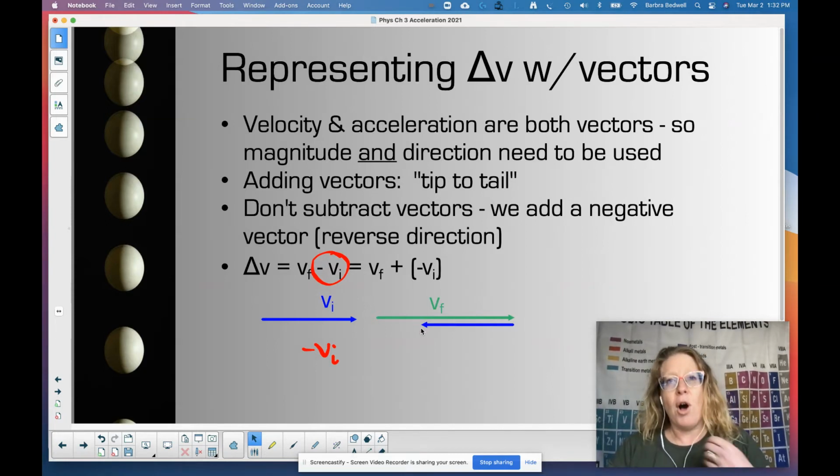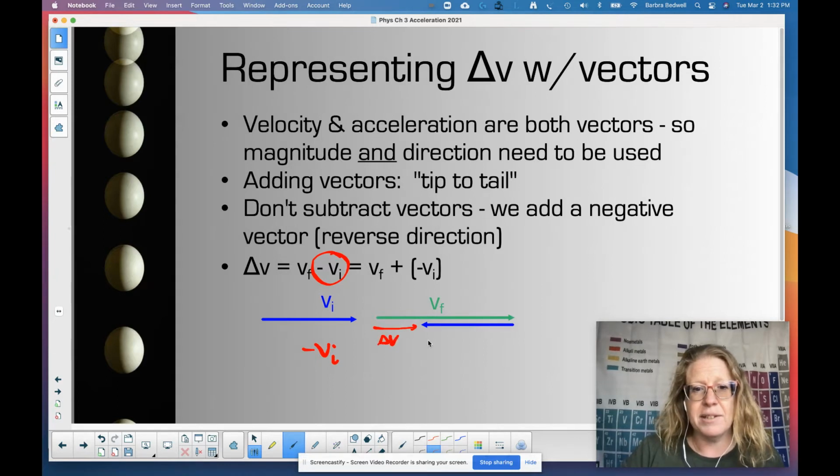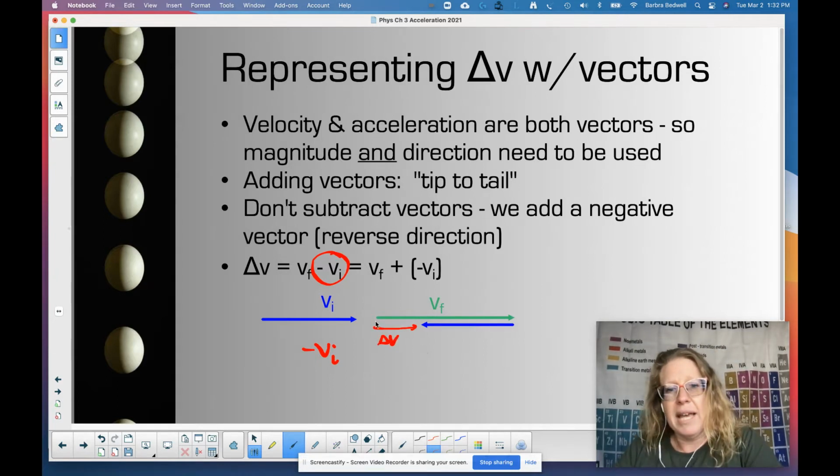So now we can see what our VF is. Our VF always goes from the start of the first one to the end of the second one, from here to here. So this would mean that our VF plus negative VI, this would be delta V. Okay, so again, I know it's a little bit hard to do this. I'm going to do this with some numbers in the next few to kind of show some examples of this.